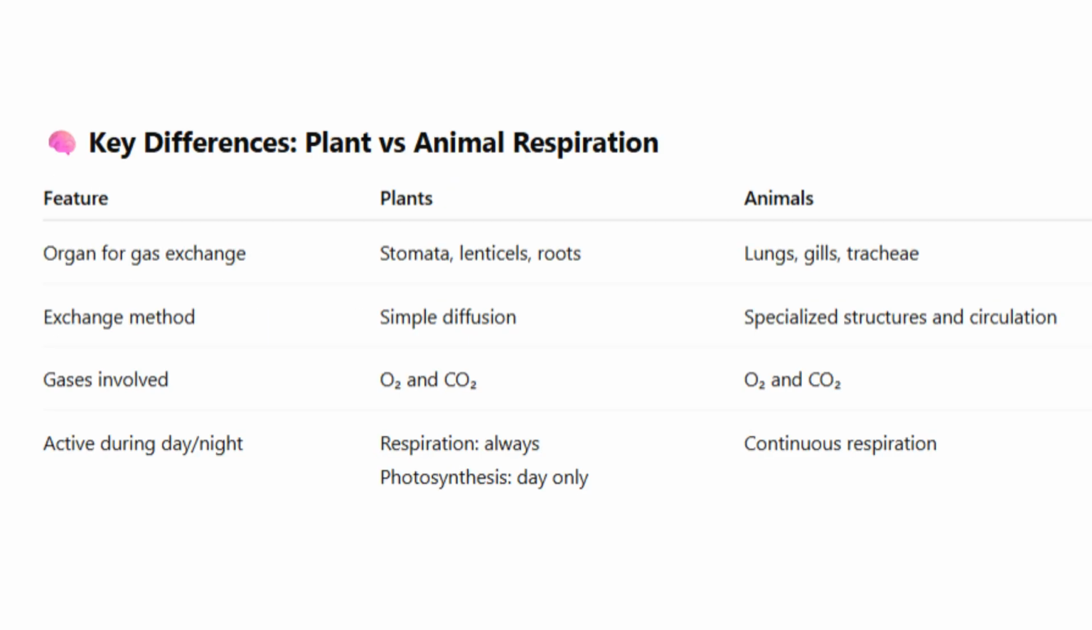Key differences. Plant versus animal respiration. Feature: plants, animals. Organ for gas exchange: stomata, lenticels, roots; lungs, gills, tracheae. Exchange method: simple diffusion; specialized structures and circulation. Gases involved: O2 and CO2; O2 and CO2. Active during day/night: respiration always; photosynthesis day only; continuous respiration.